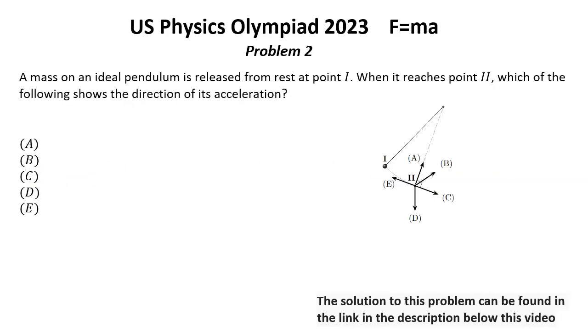Problem number 2. A mass on an ideal pendulum is released from rest at point 1. When it reaches point 2, which of the following shows the direction of its acceleration?